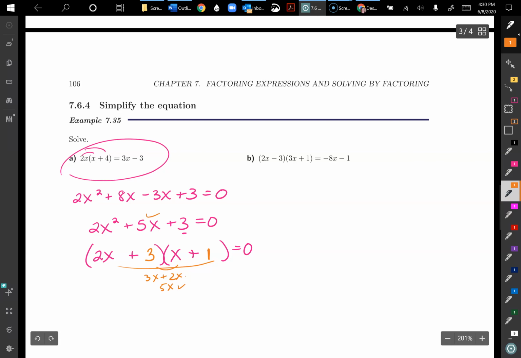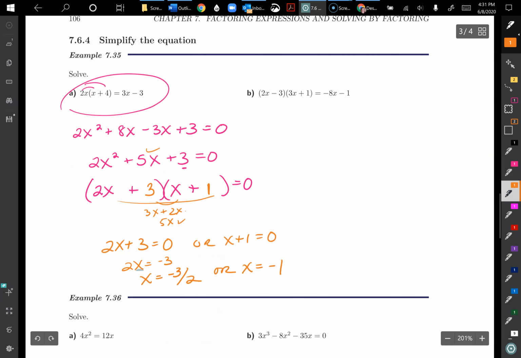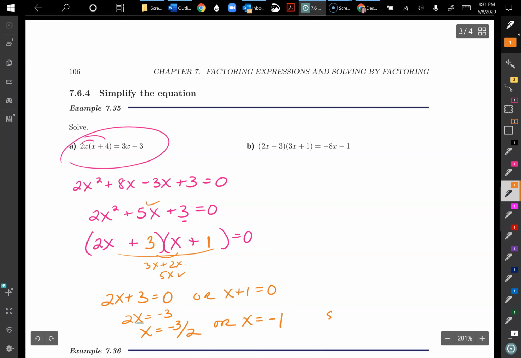That's what I need. So now I'm going to set each of those factors equal to 0, just like I've been doing. 2x plus 3 equals 0, or x plus 1 equals 0. So now I have 2x equals negative 3. So therefore x equals negative 3 halves, or x equals negative 1. Just to quickly write that in my set notation, I would have negative 3 halves, comma, negative 1 in braces. And those are representing my x-intercepts.